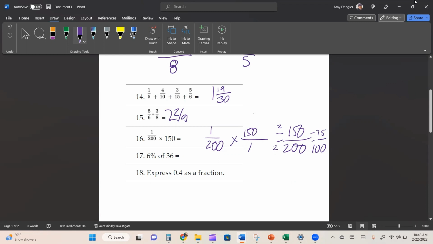So then we get 75 out of 100, which also can be further reduced by 25. So we probably should have done 25 into each of them first. But again, if you accidentally don't pick the right number, you can just redo it. So 25 goes into 75 3 times, and 25 goes into 100 4 times. So we have the answer of 3/4.